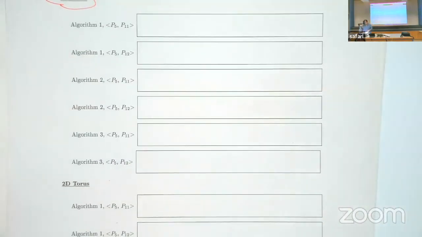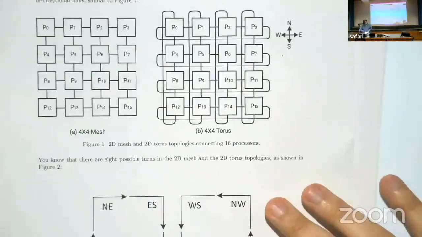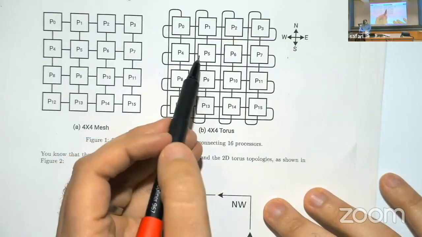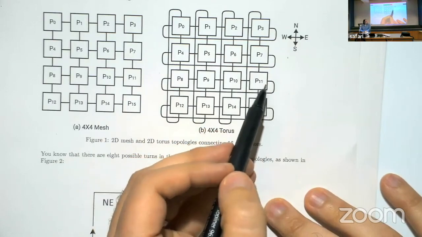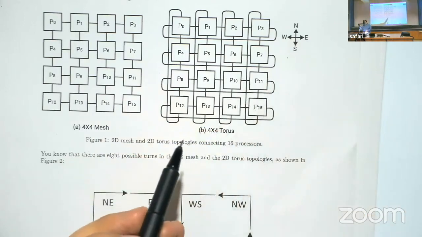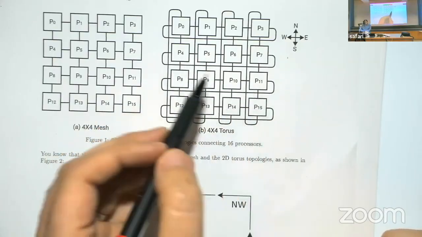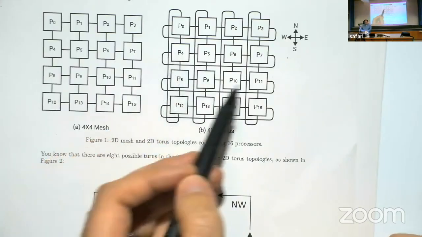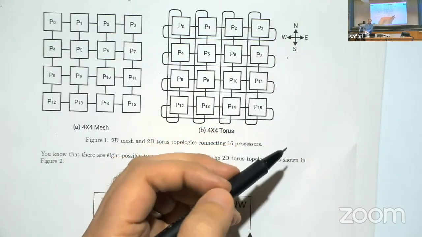So the torus is a bit harder, I would say. For the first one, P5 to P11, we can again have P5, P6, P7, and P11. But there should be also another way. We can go this way. Basically P5, P4, and then take the wraparound link to P7, and then go south.